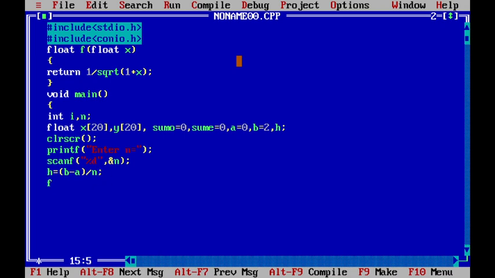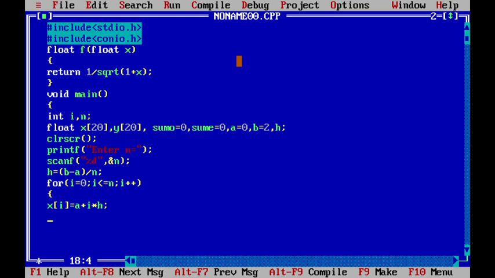Next, for i equal to 0, i less than or equal to n, i plus plus, then xi is equal to a plus i times h. By using this formula, a is the lower limit of the integration, and then we add a plus h, then a plus twice h, a plus thrice h to get the next values of x.